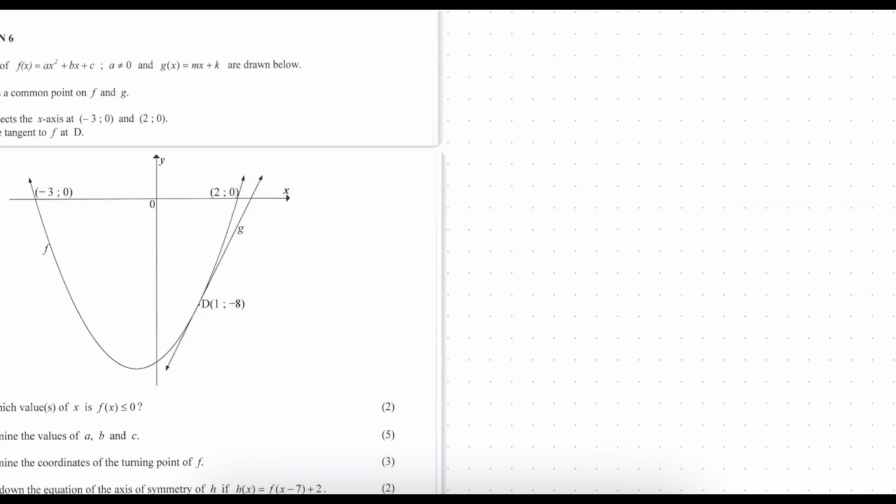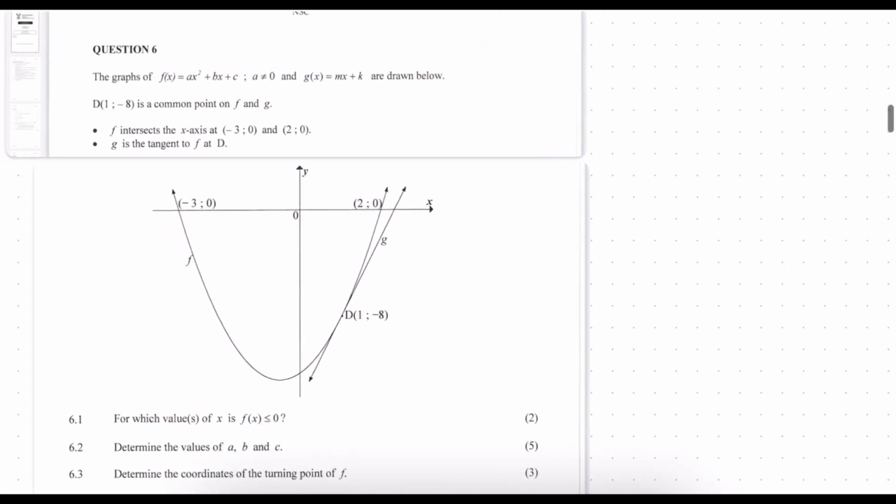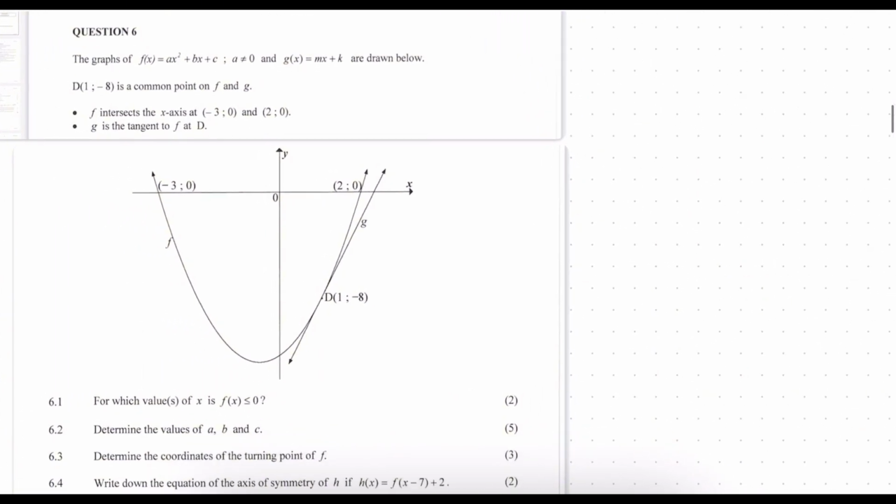I like it when you attempt problems, because we end up learning not new things but new things, if you get my point. Okay, let's solve the problem. For which values of x is f at x less than or equal to 0?